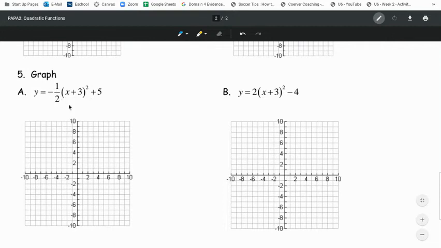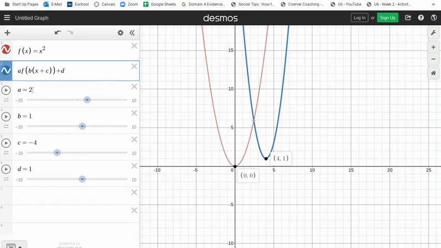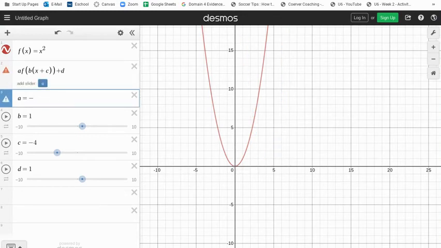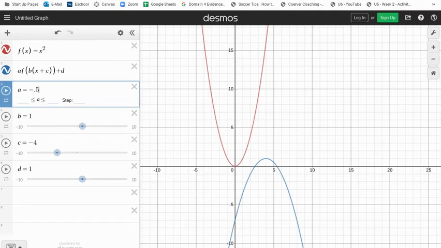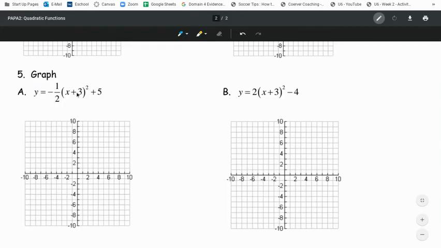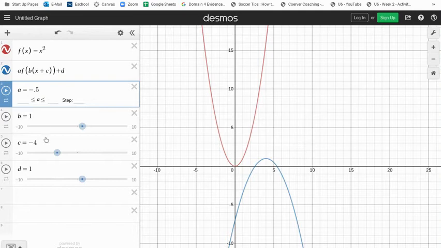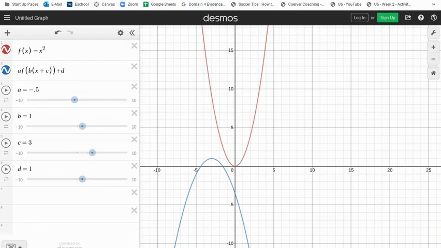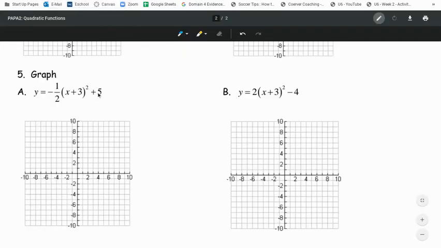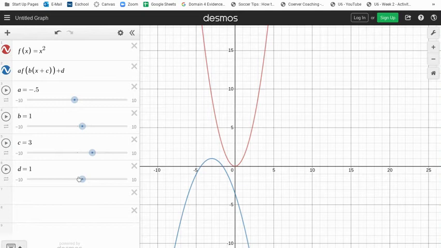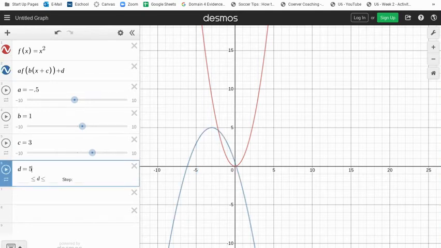Okay, so now really what I need to know is I have a negative 1/2 as my A. So if I go back to Desmos, I can change this A to negative 0.5, right? And then we added 3. So I can just change this to a positive 3. And then we added 5 to the D value. So I can change this to a 5. And so this is what happened.